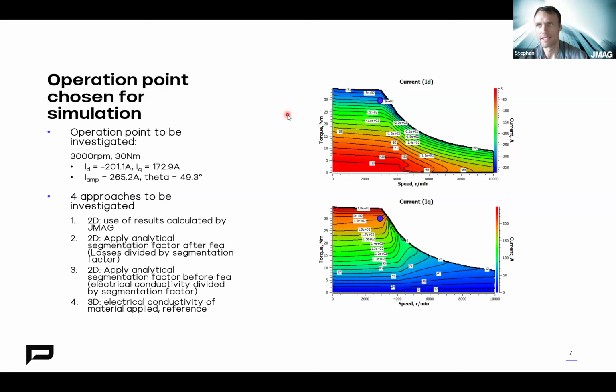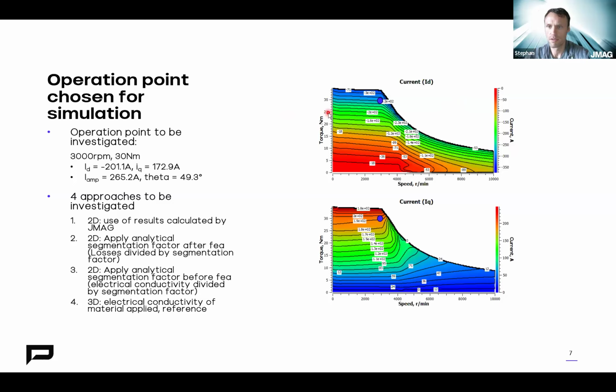Probably it also depends on the stage of design of the e-motor. I think for an initial stage, it will be a bit more in 2D. For final simulations, I think one will focus a bit more on 3D simulation. So I think it also depends on where you are in the design process of the e-motor. Okay, let's come back to the example.